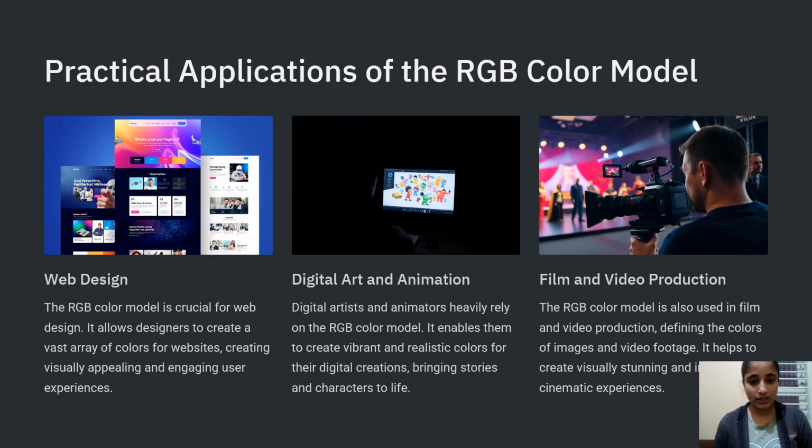Digital artists and animators heavily rely on the RGB color model. It enables them to create vibrant and realistic colors for their digital creations, bringing stories and characters to life. And third one is film and video production. The RGB model is also used in film and video production, defining the colors of images and videos, creating visually stunning cinematic experiences.